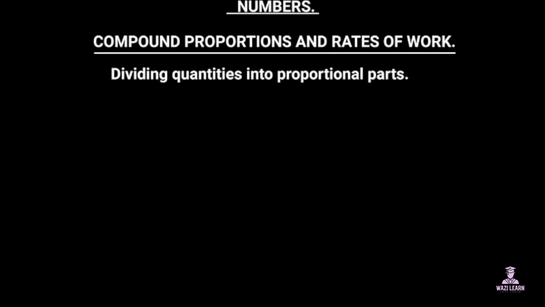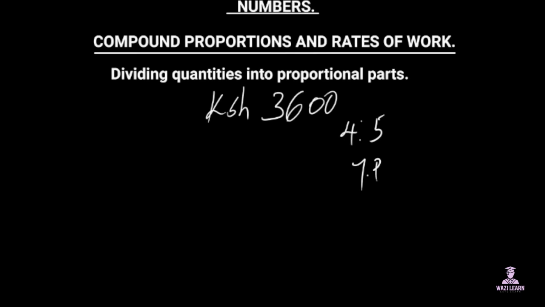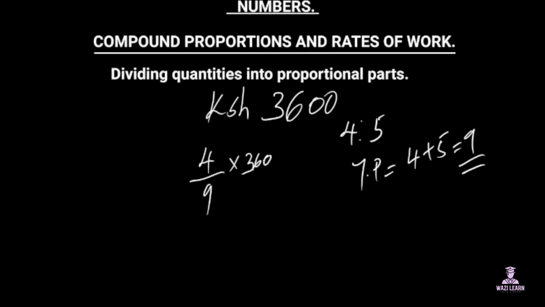Let's do a bonus. Let's say you have Kenya shillings 3,600, and you want to divide it between your two children in the ratio of 4 to 5. So the total proportion will be 4 plus 5, which is 9. So you take the individual ratio over the total proportion times the quantity, which is 3,600. Here the first one will get 1,600 shillings.